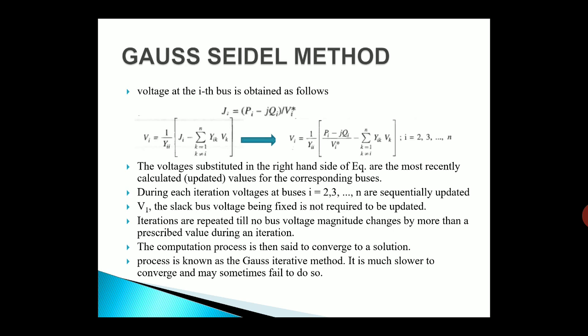We have already told that the iterations are repeated till no bus voltage magnitude changes by more than the prescribed value during an iteration. That means what? Every time we go on updating and updating, the values of the voltages at different buses do not change much.